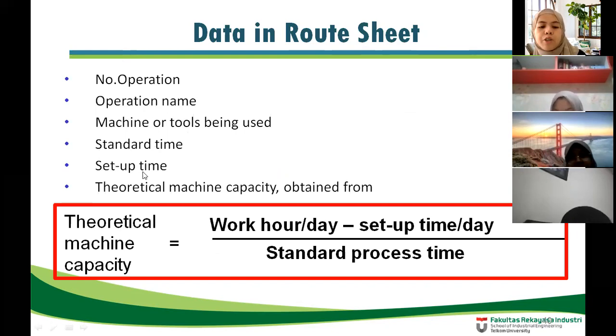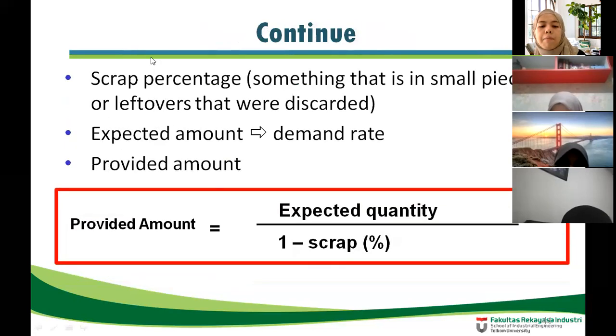the setup time, and the theoretical machine capacity, which is obtained from these equations: work hours per day, subtracted by setup time per day, and divided by the standard process time. Okay, we have a scrap percentage. Scrap is just like the excess leftover that is not going to be used again in the production process.